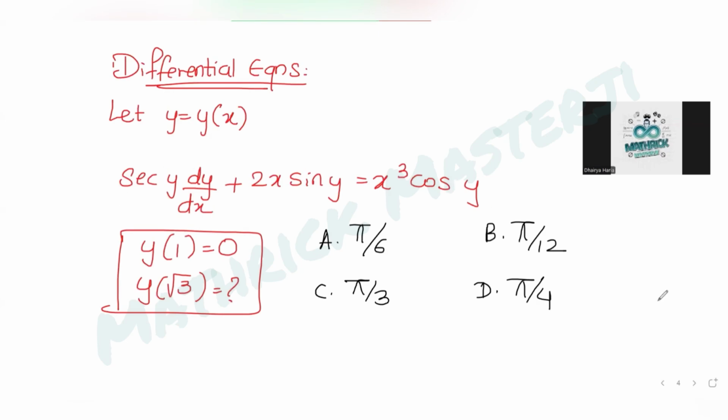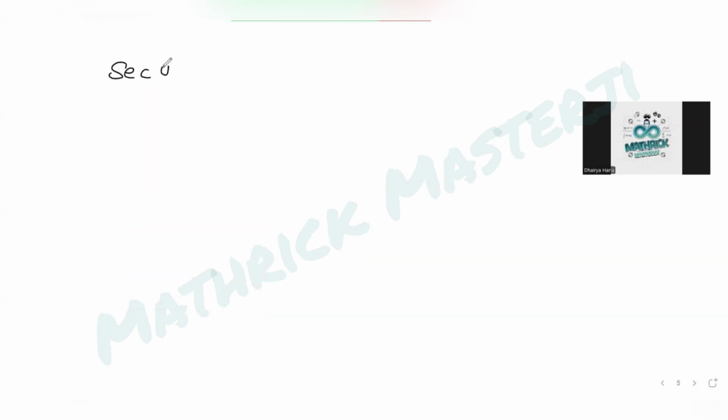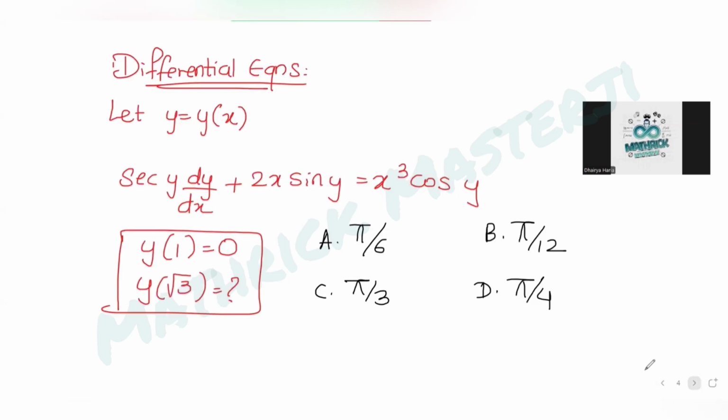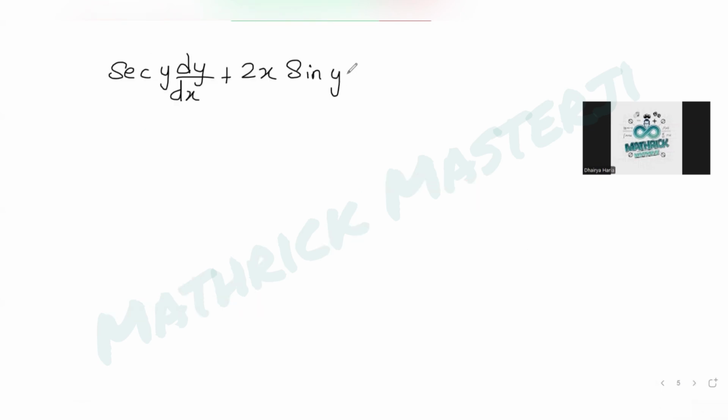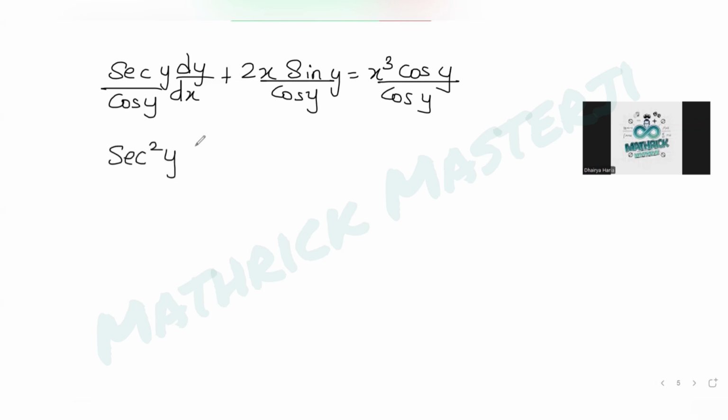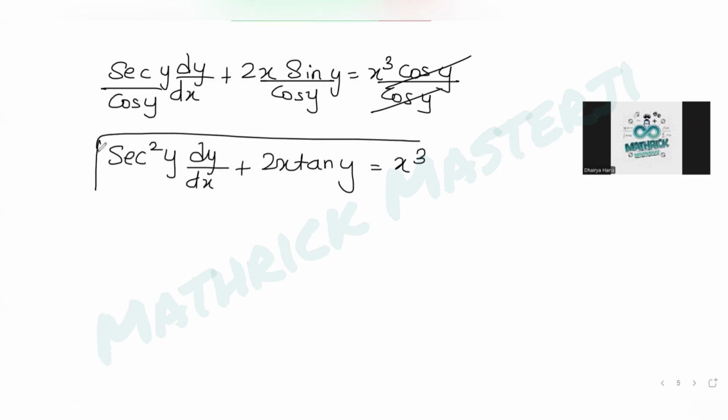Let's see the question now. The differential equation I have is sec y dy by dx plus 2x sin y equals x cubed cos y. Now, if I divide everything by cos y, sec y divided by cos y becomes sec squared y, so we get sec squared y dy by dx plus 2x tan y equals x cubed. This and this get cancelled and you're left with x cubed. So we get this differential equation.